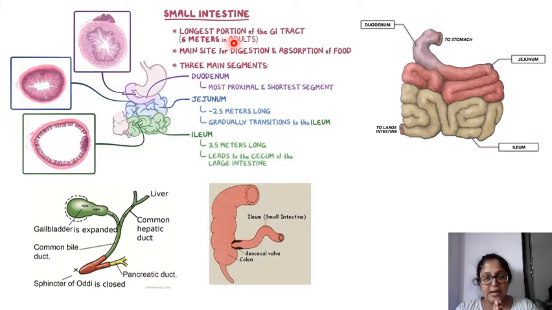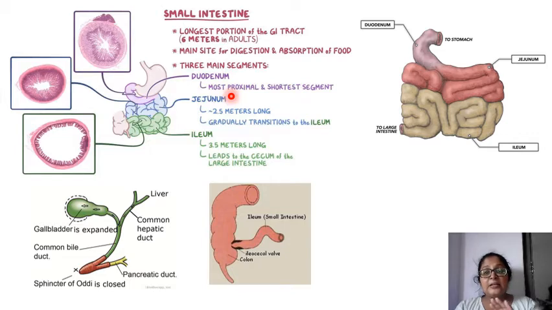Now coming to the three main parts of the small intestine: the duodenum, the jejunum, and the ileum. Here it is mentioned how long each section is. The one connected to the stomach is the duodenum. It is named so because duo means 12, and it is about 12 fingers in width.